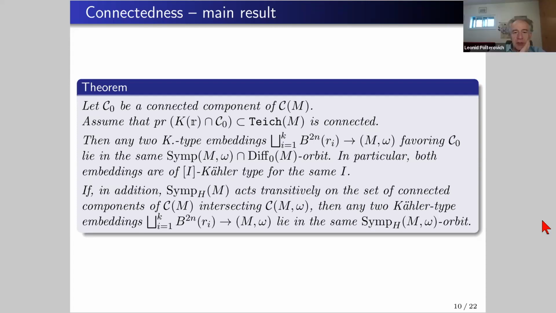And what was the assumption about disconnectedness? I only knew that I can pick these two complex structures from the same connected component of C of M. I didn't know that I can pick them up from the same orbit, from the same Diff naught orbit. I see. So a posteriori, I know this.